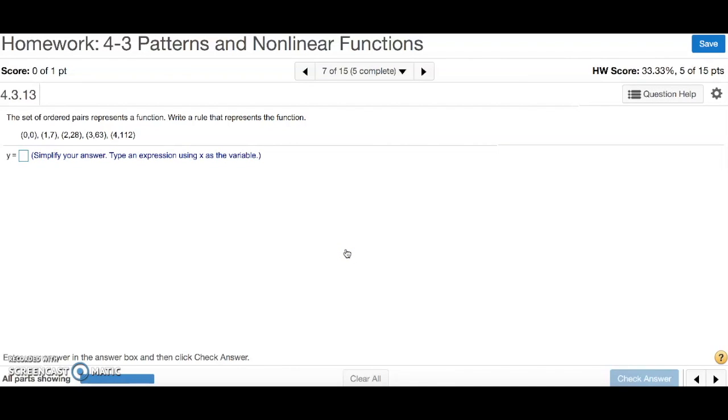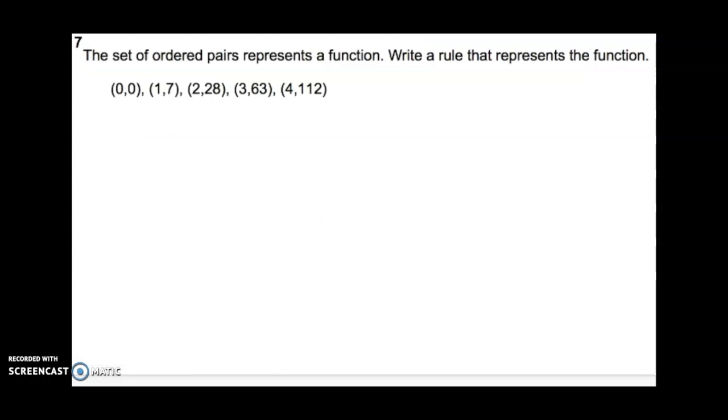Number 7, the set of ordered pairs represents a function. Write a rule that represents the function. So what we're going to do first to figure this out is to write the coordinates vertically. So 0, 0, 1, 7, 2, 28, 3, 63, and 4, 112. What we're going to do next is see what we add to go from 0 to 7, 7 to 28, 28 to 63, and 63 to 112.